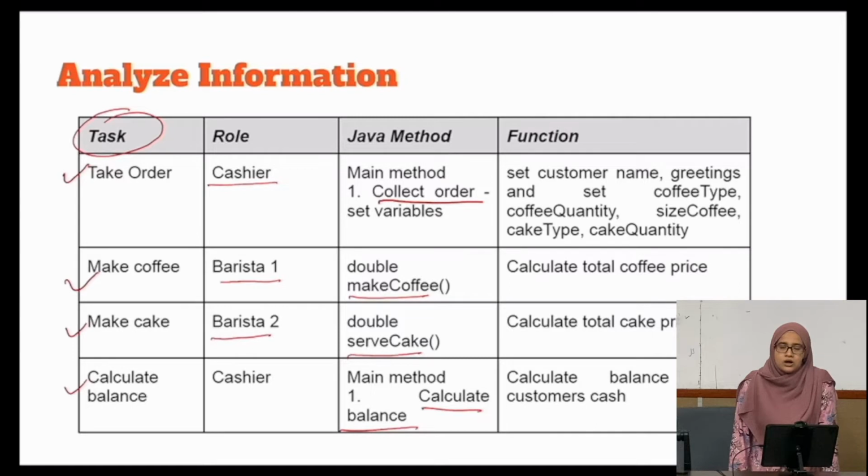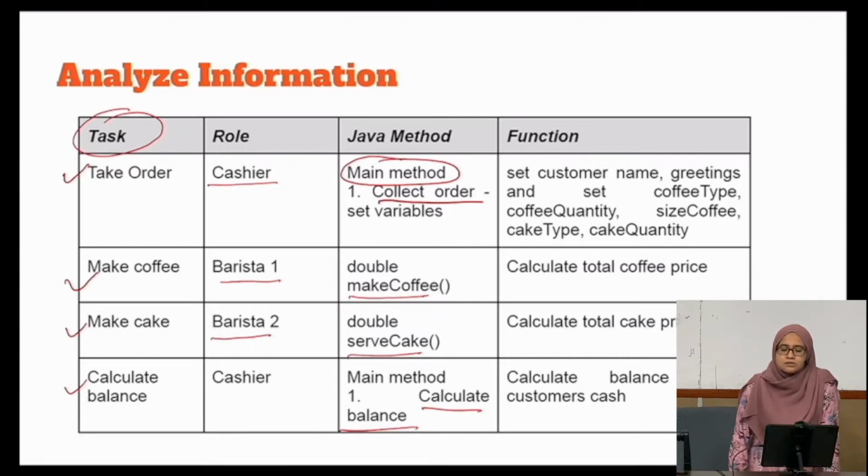Okay, so when we already have this information, we need to translate it into computer controlled information, in which we need to translate into Java method. So from taking the order, a role by the cashier, what can we do and who would do this task? Taking the order is just getting the information, in which the input happens here. Therefore, we would pass it to the main method. The main method would collect the order and then we'll set the variables in this method.